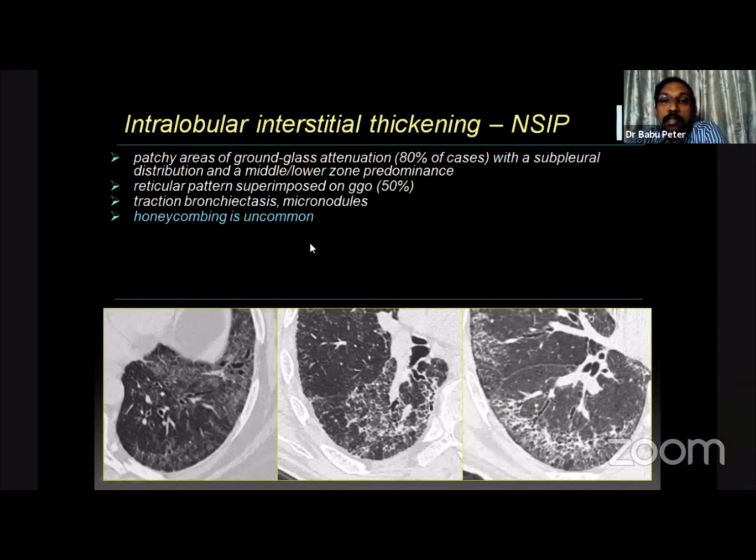Intralobular interstitial thickening is seen with the NSIP pattern, where there are patchy areas of ground glass opacification with a subpleural distribution, predominantly in the mid or lower zone, and there may be subpleural sparing as well. The reticular pattern may be superposed on the ground glass, which is called a crazy paving appearance. Traction bronchiectasis can be seen. Typically, honeycombing is very uncommon in the NSIP pattern.